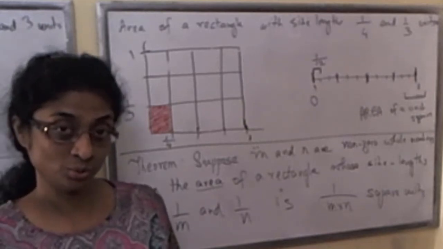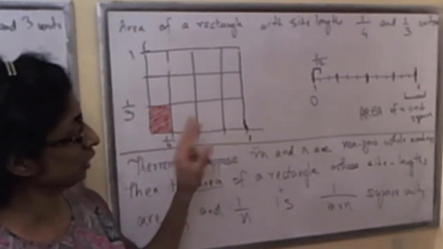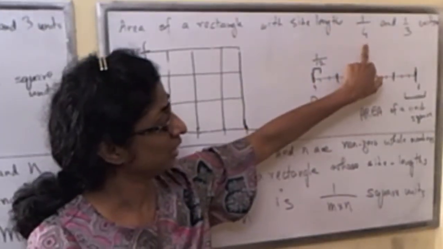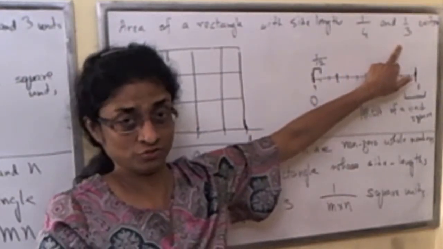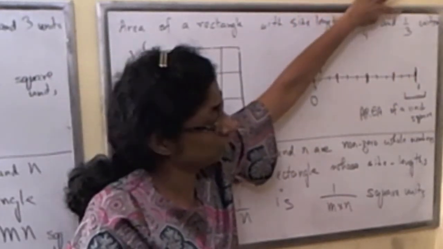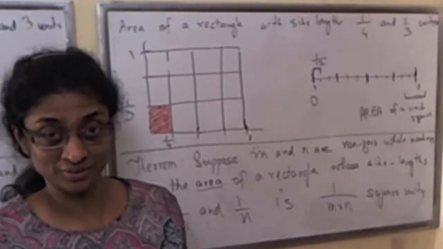In the next video, we will look at rectangles whose side lengths are any fractions. They need not be unit fractions with 1 in the numerator. We'll explore that in the next video.